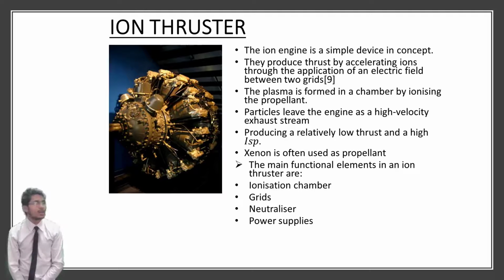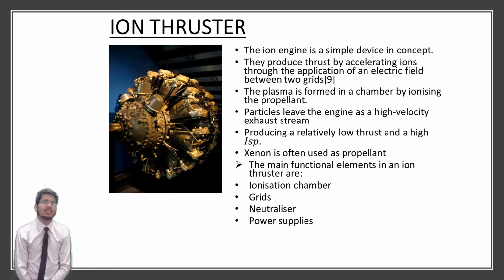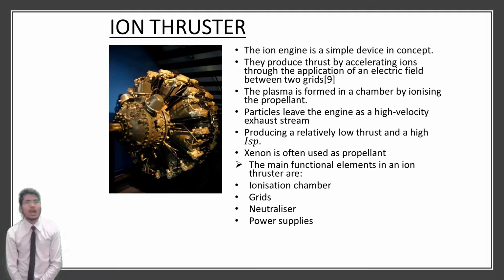Ion thrusters. They produce thrust by accelerating ions through the application of an electric field between two grids, due to which plasma is formed in the chamber by ionizing the propellants. There are several ways of ionizing the gas, which we will discuss in the next slides.